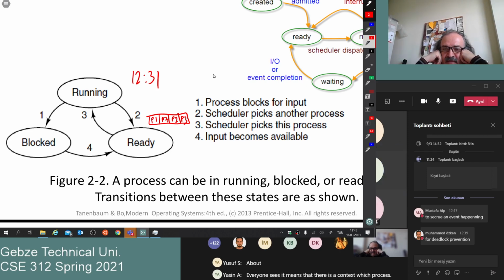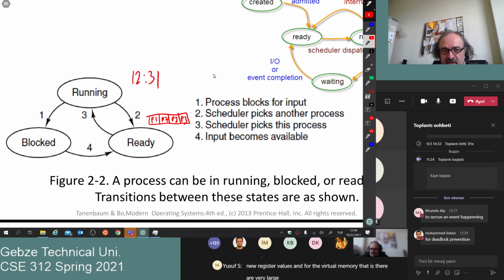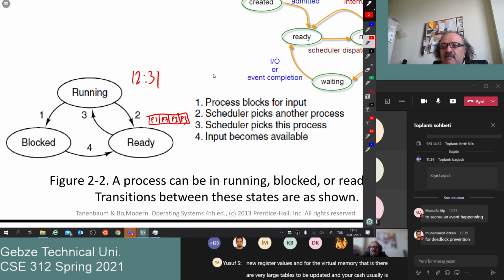A context switch is this. Somebody was using the CPU. Now that process is not using the CPU, somebody else is going to use it. So I need to change the context. I need to change all the registers, back up the old register values, load the new register values, and for the virtual memory there are very large tables to be updated, and your cache is usually invalidated because the data in your cache is not valid anymore. That's the meaning of context switch. So if the CPU is changing hands, that means a context switch. If a process is going from running to blocked, definitely somebody else is going to use the CPU. There is a context switch.